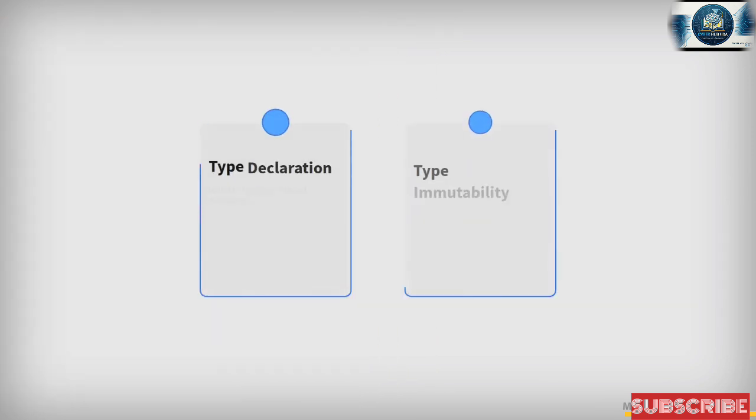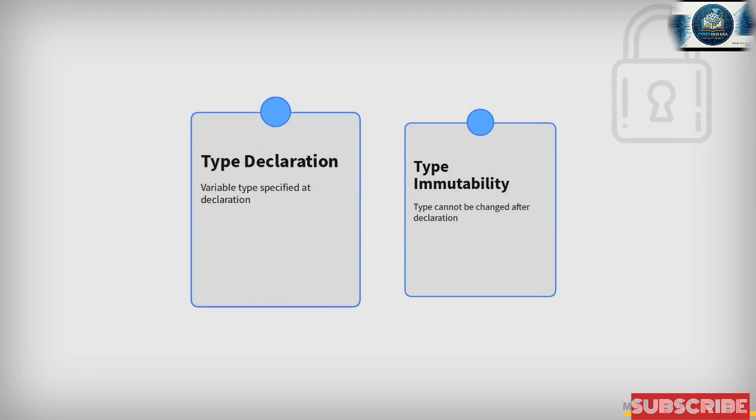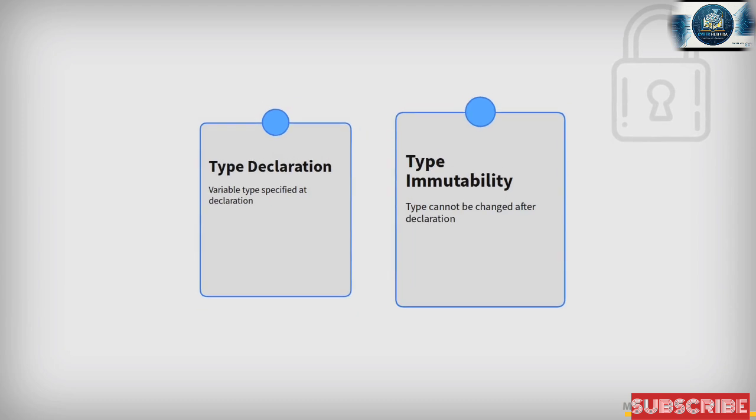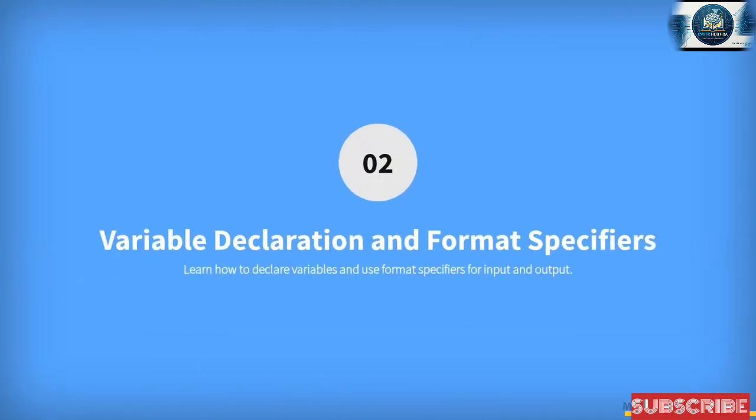C is a statically typed language, meaning every variable's type is fixed at declaration and remains unchanged throughout its lifetime. In C, the type of each variable must be specified when it is declared. Once a variable's type is set in C, it cannot be changed later. Declaring variables and using format specifiers are fundamental skills in C programming. This topic will show you how to define variables and display their values correctly.